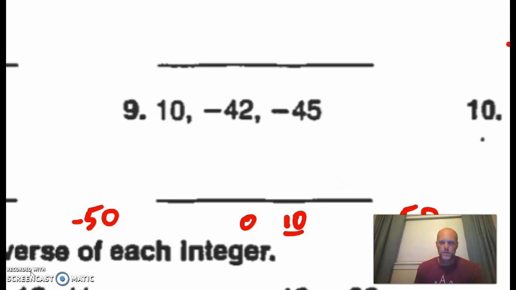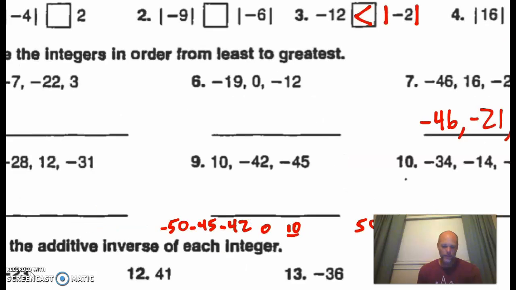Well, which one's going to be closest to -50? The negative 45 is. It doesn't have to be in the perfect place. And then negative 42 is in between 0 and negative 45. It's negative 42. Okay?